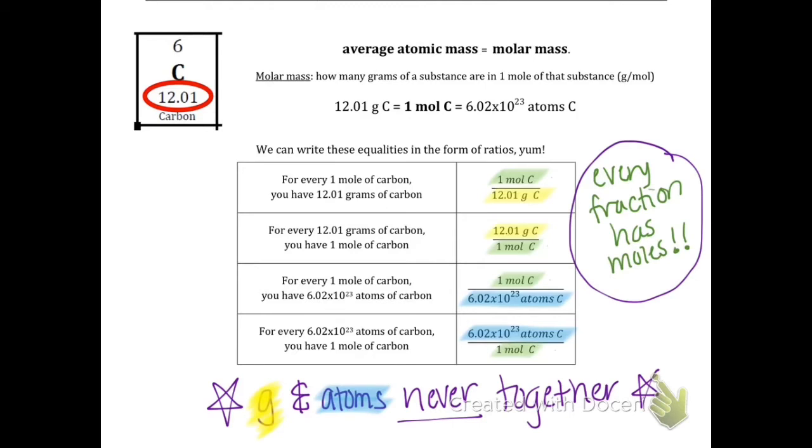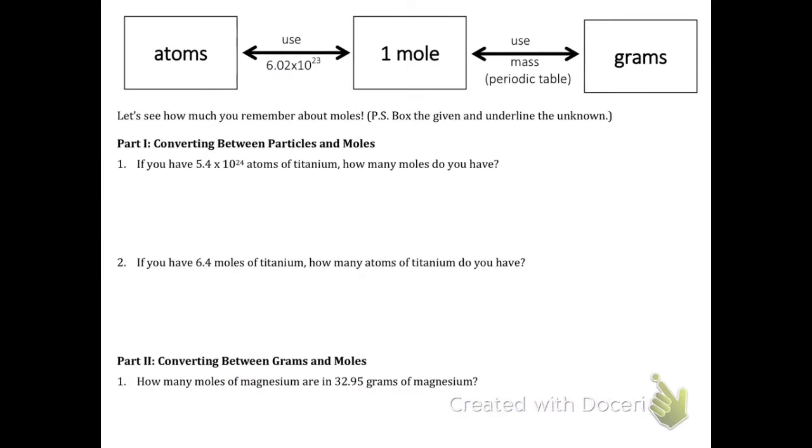Okay, so let's try to remember how to do these problems. I'm going to do a practice problem, and then you're going to do a practice problem to see if you remember. Okay, so this was your map at the top. Remember that our atoms were always in blue, our moles was always in green, and our grams was always in yellow. So remember, moles was always sandwiched right in the middle. Okay, you have to go through green to get to the other side.